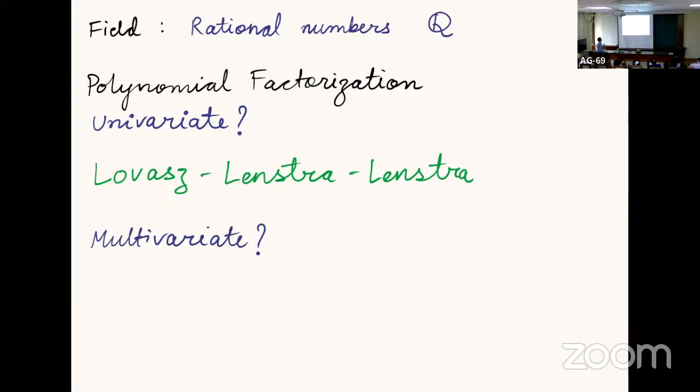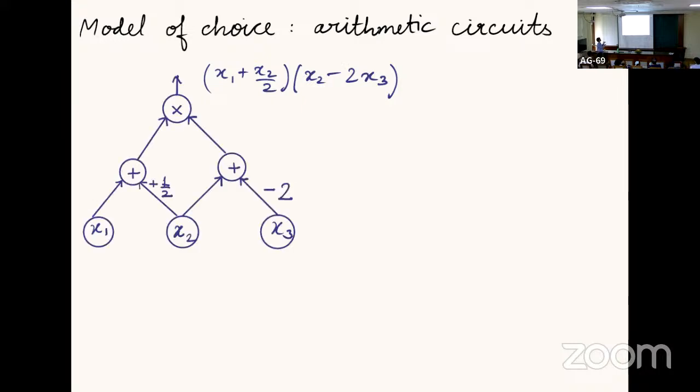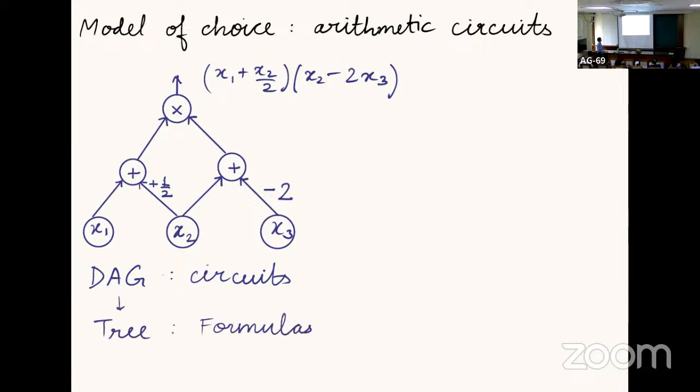Before we go into details, we should be clear about the way we are representing polynomials in all these questions. The model of choice is going to be arithmetic circuits. Let's say this is the polynomial. One way of computing this is using an arithmetic circuit that looks like this. It's just like Boolean circuits, but your nodes are now product and sum nodes, and your leaves are variables, and you do the operations naturally, bottom up. In general, when it's a directed acyclic graph, we call it a circuit. And if the underlying graph is a tree, you call it a formula.